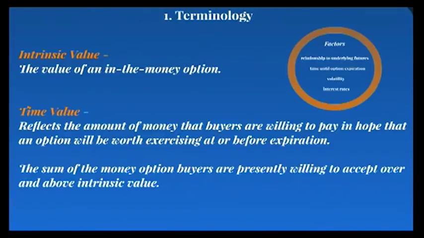So then next, the other component is time value. This reflects the amount of money that buyers are willing to pay in hope that the option will be worth exercising at or before expiration. So the time value is the second part of the premium price. You have your intrinsic value and your time value.